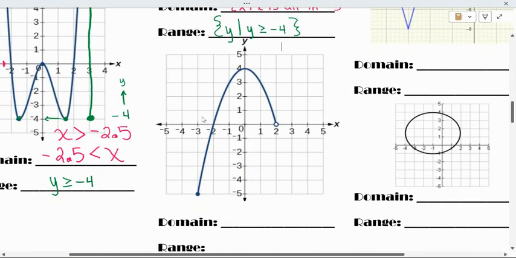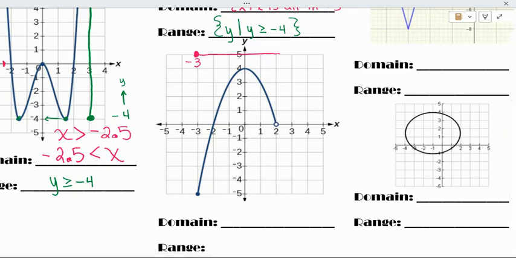Let's talk about the domain. So my domain, what is the leftmost point on my graph? Well, when I draw my line over the top of it, the leftmost point, does it have a closed circle, open circle, or arrow? Closed circle. What is the number that it lines up to on the x-axis? Okay. The rightmost side of my graph, closed circle, open circle, arrow? Open circle. What number does that line up with? 2.